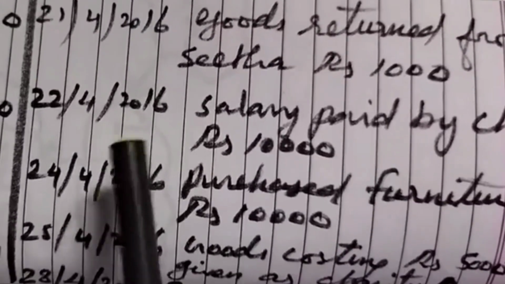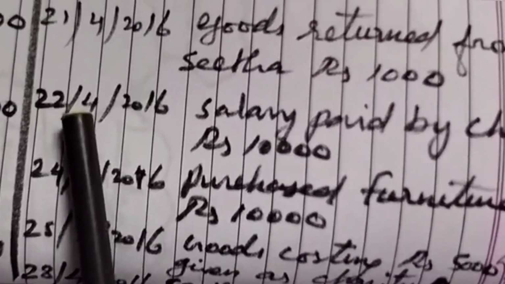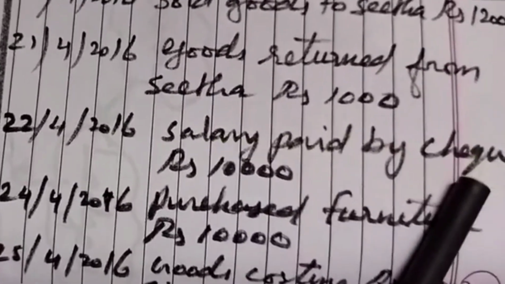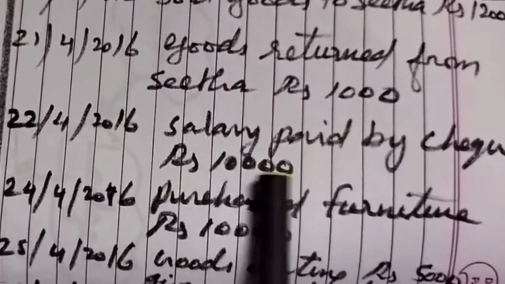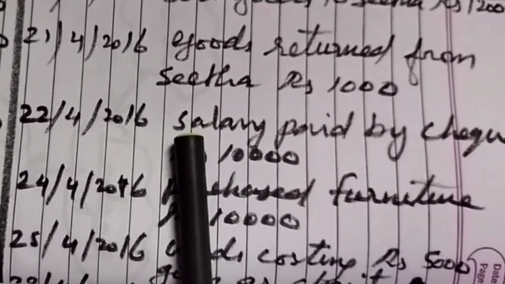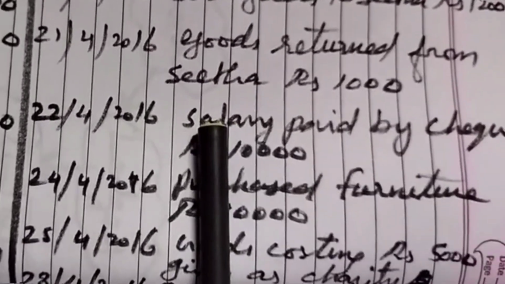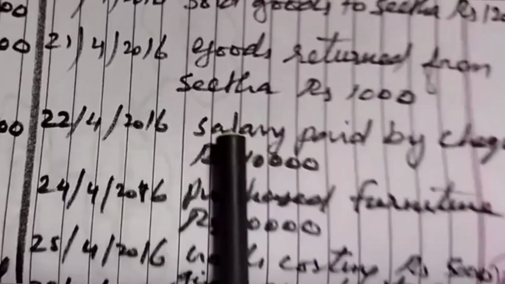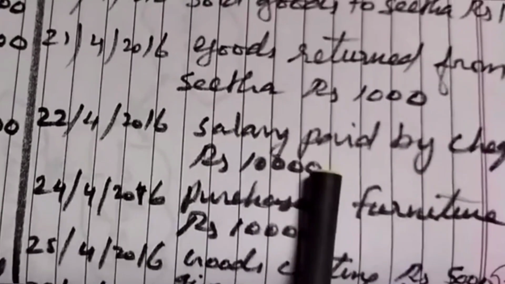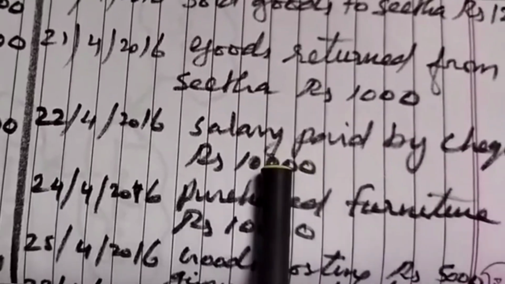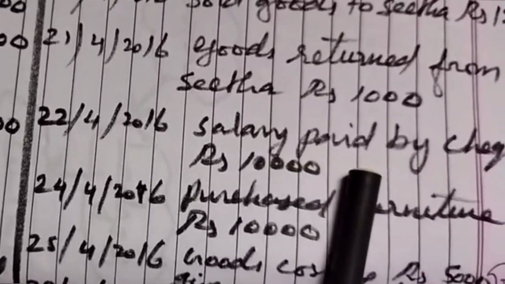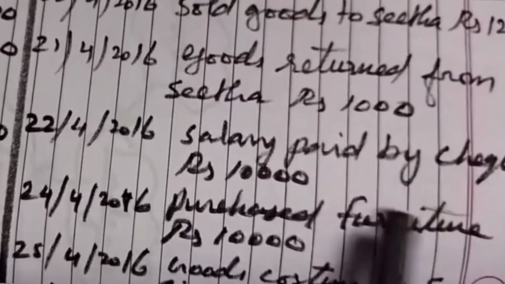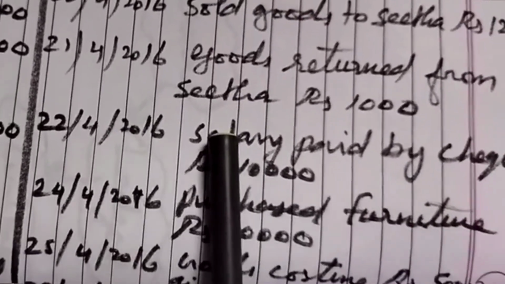See here, 22nd April 2016, salary paid by check rupees 10,000. Salary is a nominal account, so salary account should be debited. As per nominal account, all the expenses should be debited. Then which account should be credited? If we are paying cash, we can credit the cash. But here we paid by check. So we pay through the bank, so bank account should be credited.